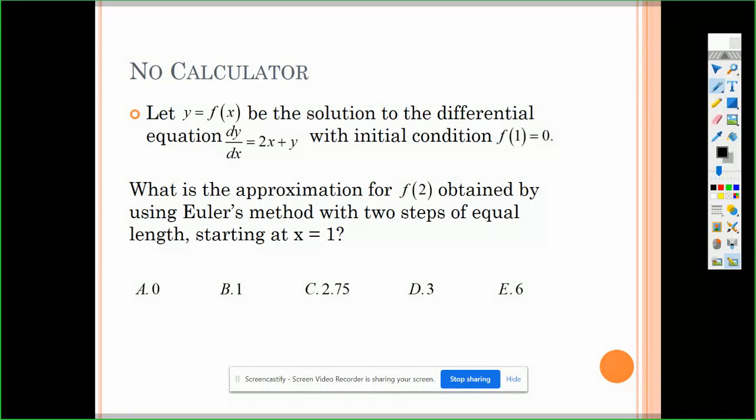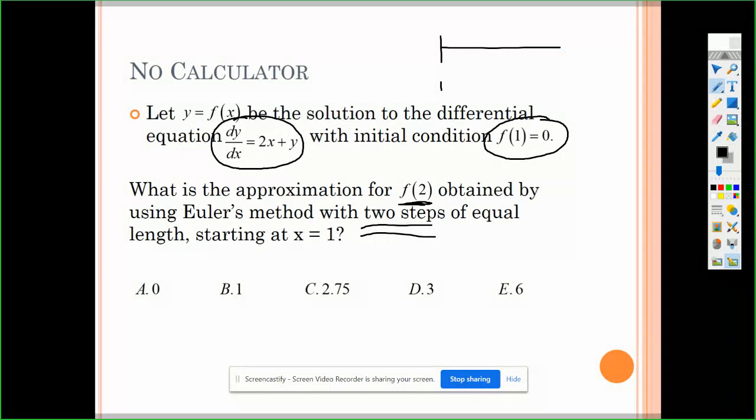So here's what they have to give you. They have to give you your differential equation. They have to give you your starting point, or sometimes they refer to it as your initial condition. And then they have to tell you where are we going and how many steps it's going to take to get there. So we're starting at x equals 1. We want to get to x equals 2. And we're taking 2 steps. So if you think on your number line, we're going from 1 to 2, and we're making 2 steps, then we must be going to 1.5 in the middle. So my step size is going to be 1/2 or 0.5.